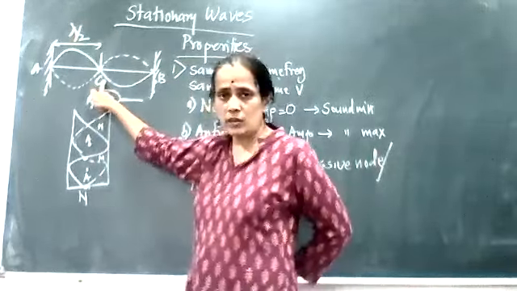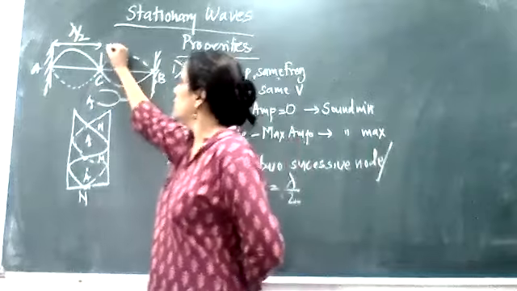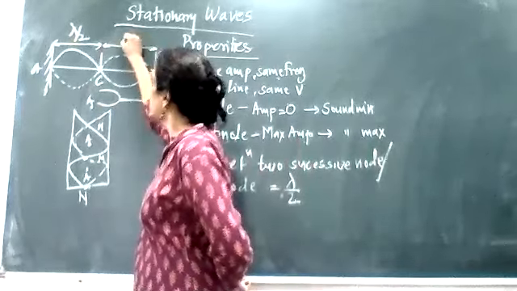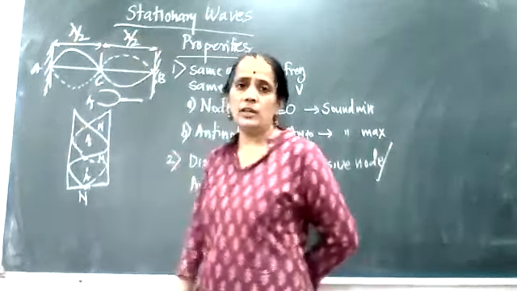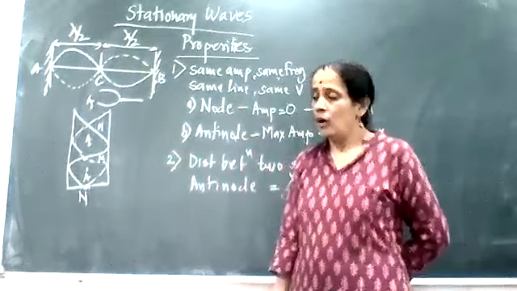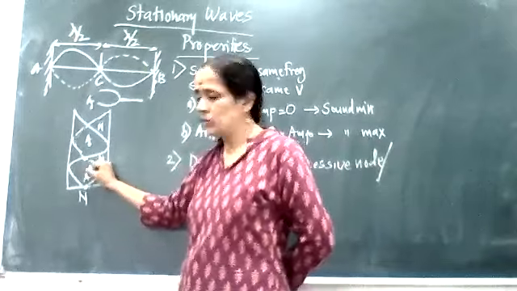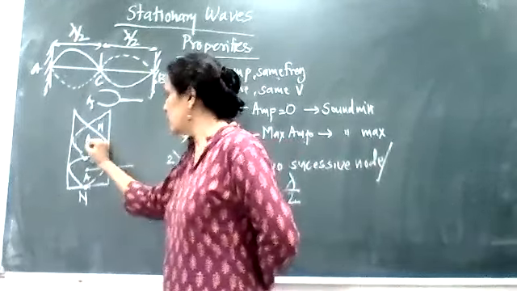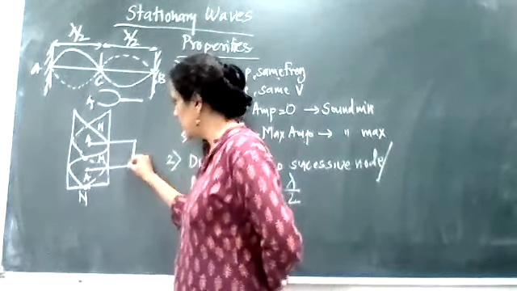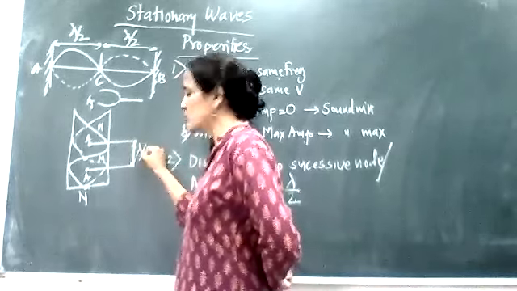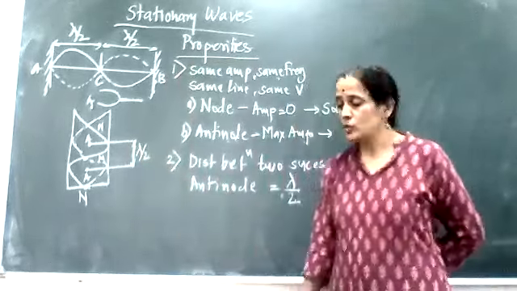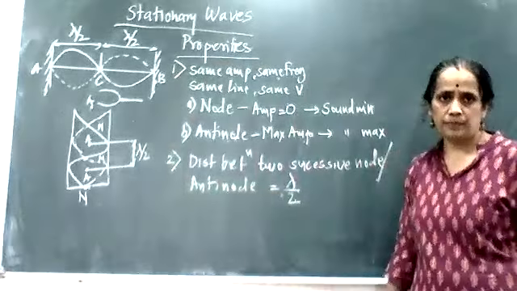Similarly, the next consecutive nodes are C and B. So here also the distance is nothing but lambda by 2. Or if I am saying antinode, now see here in the longitudinal wave, here is the first antinode, here is the consecutive second antinode. So this distance is nothing but lambda by 2. So this is one of the important ones.